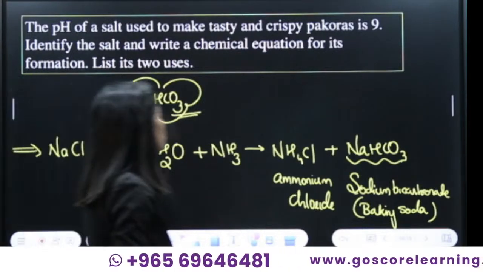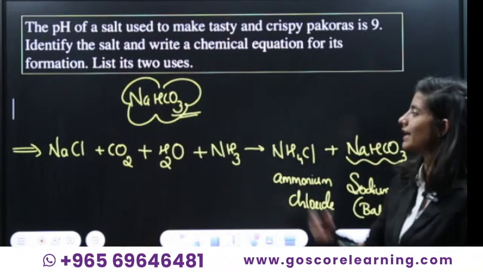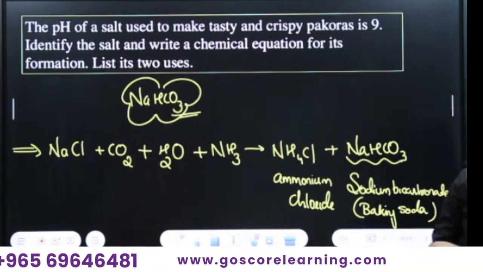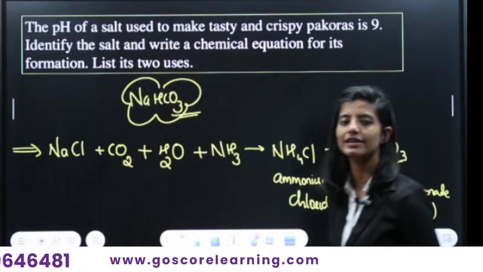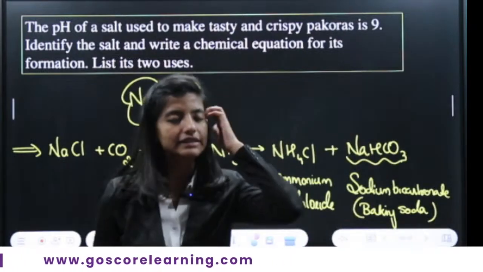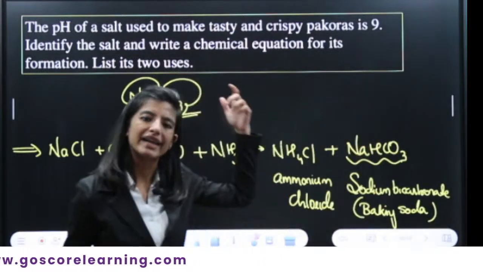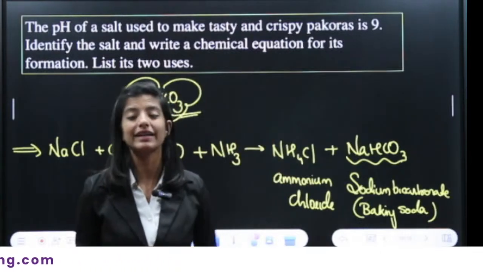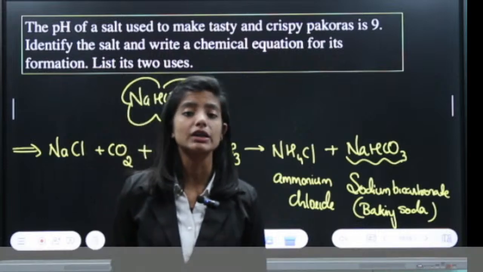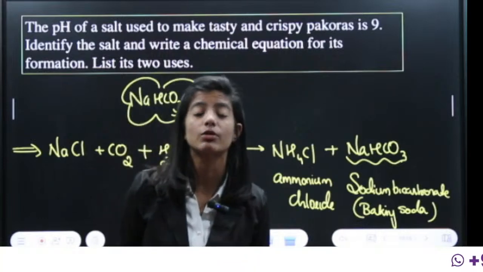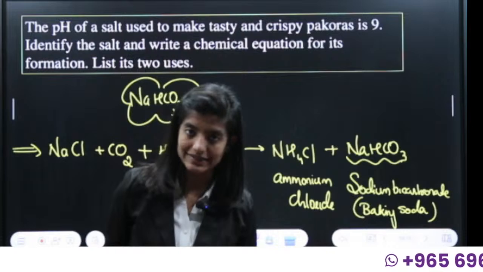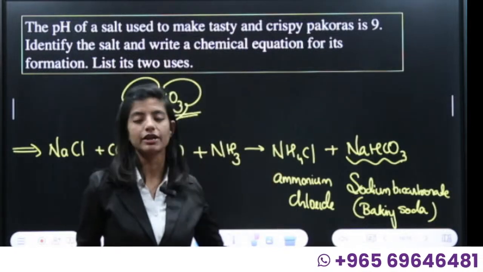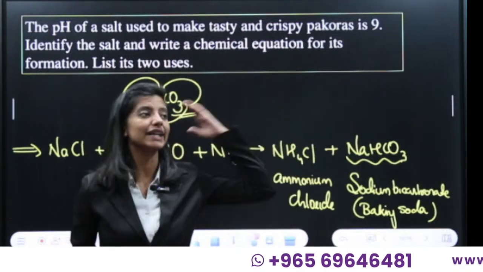List two uses. What are the two uses that you can give for sodium hydrogen carbonate? Definitely in baking. In baking cakes or any snacks, you can use this baking powder or baking soda. And also you can use it as an antacid to cure the acidity.